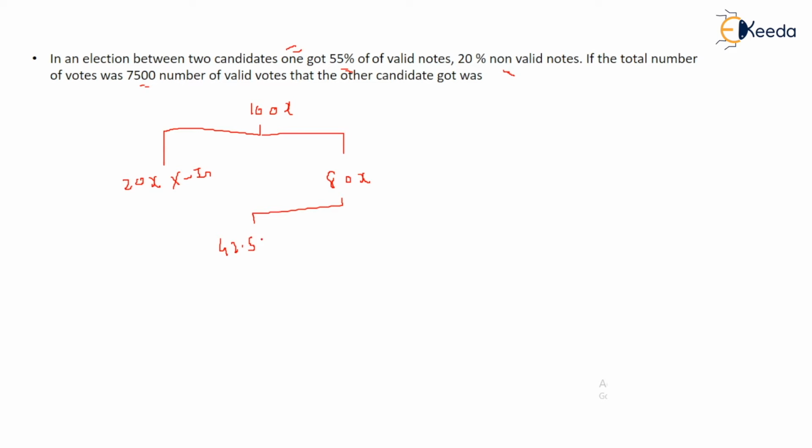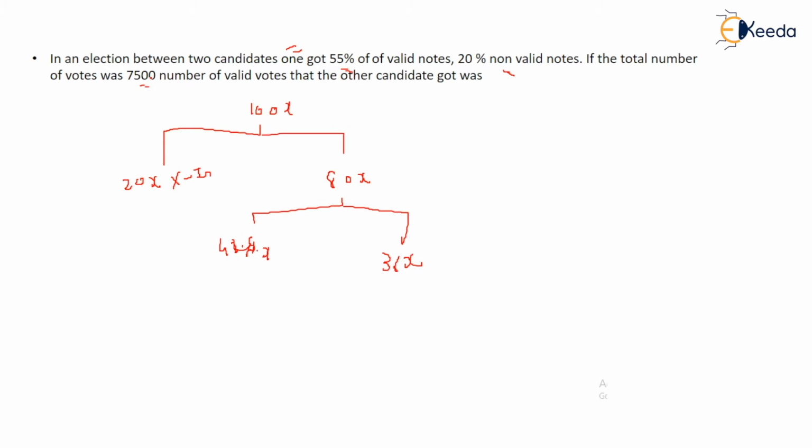So this is the vote that that person will get, 55% of that. Sorry, this comes out to be 44%, 44x votes that person got. How much is remaining now? What remains is 36x, right?